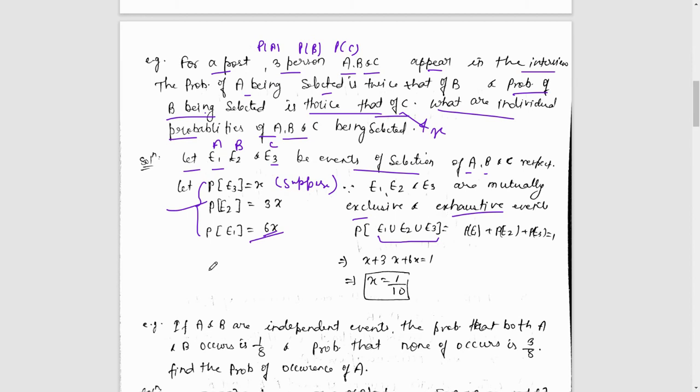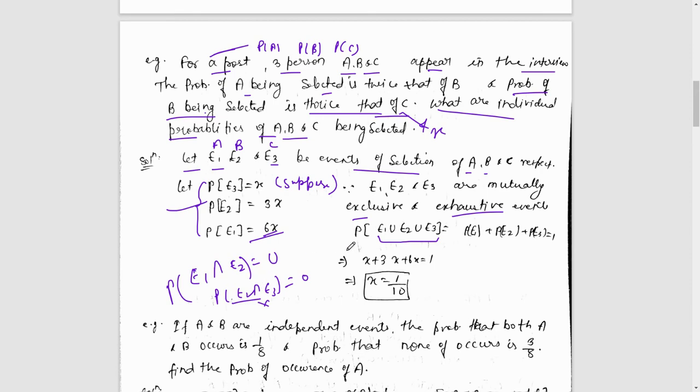Also, this is an exhaustive event, and E1 intersection E2 means the probability of simultaneous occurrence of E1 and E2. It's exactly saying that for a post, there can be exactly one person. So it is already zero because both cannot be selected, because there is only one post. Similarly, the probability of E2 intersection E3 is also zero because there is only one person. Both cannot be selected. So these things are already excluded.